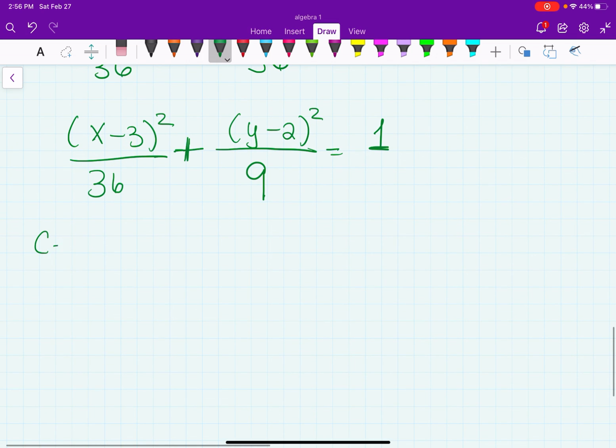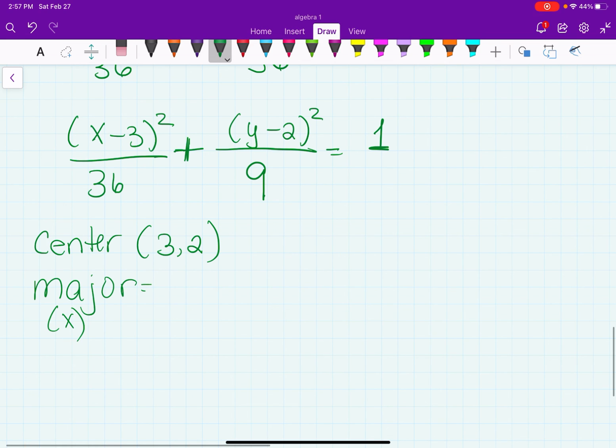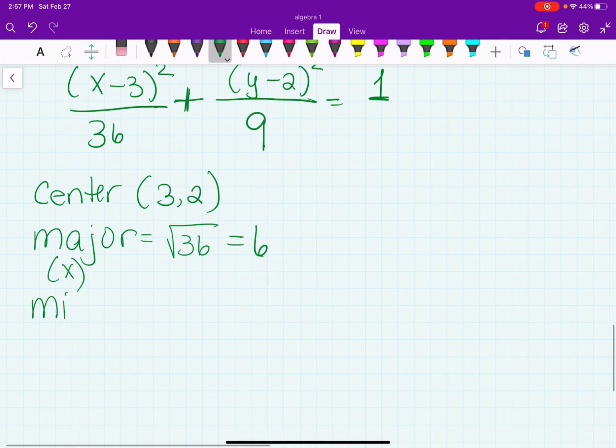So our center, 3, 2. Our major axis, well, which one's the bigger number? It's under the x. So the major is going to be the square root of 36, so the radius in the x direction is 6. And the minor is y, and so the radius in the y direction is going to be 3.